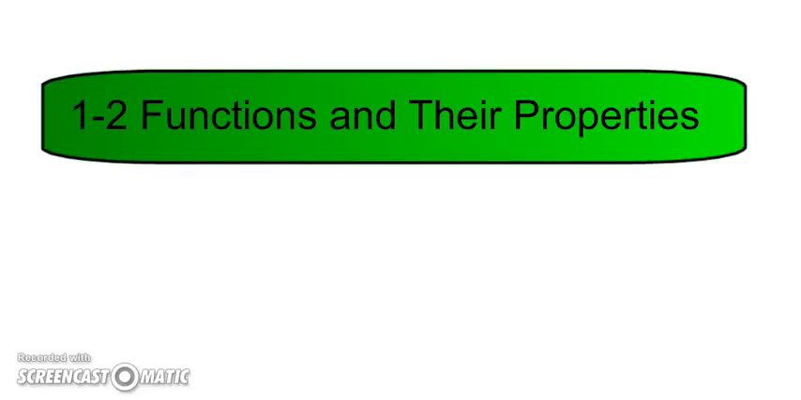Hello again. This video lesson of section 1.2 is going to cover functions and their properties. I guess you can read that, but mostly just the terminology associated with functions and the things we need to know when dealing with them.